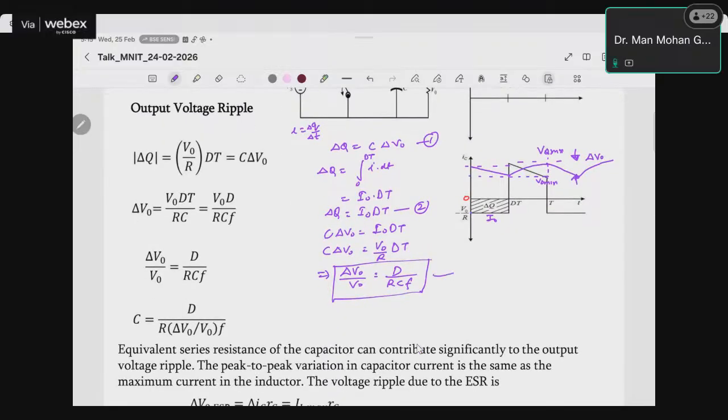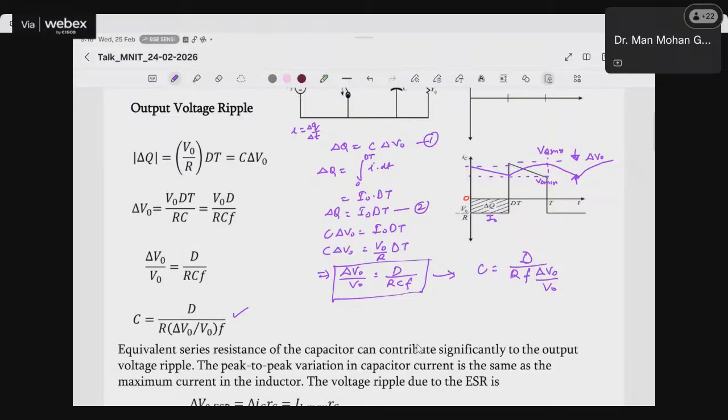If the output voltage ripple is given to us, then we can find the value of C minimum, which is D upon R F into del V naught upon V naught, right? So this is the formula which gives the minimum value of capacitance.